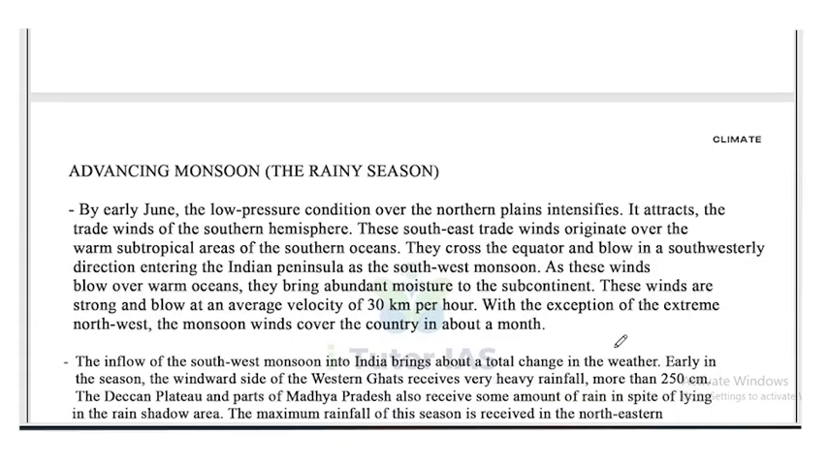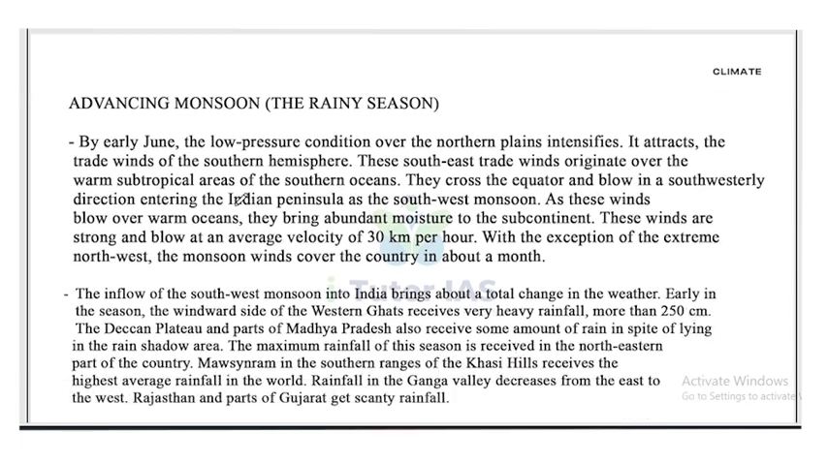Moving forward, the next one is advancing monsoon, that is the monsoon season or the rainy season. By early June, the low pressure condition over the northern plains intensifies, and it attracts the trade winds of the southern hemisphere.